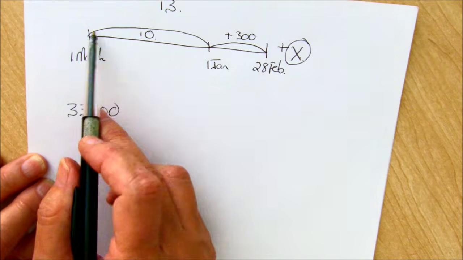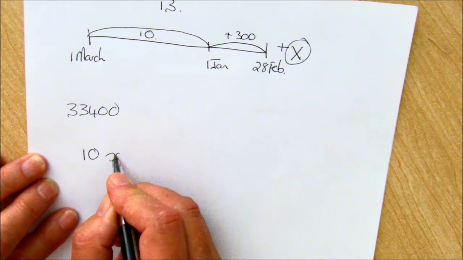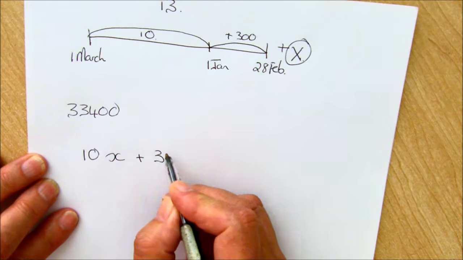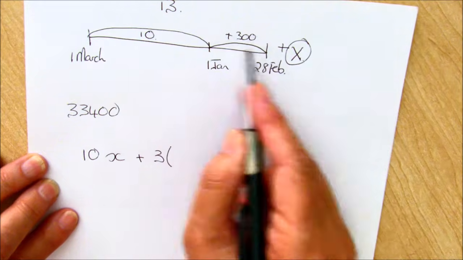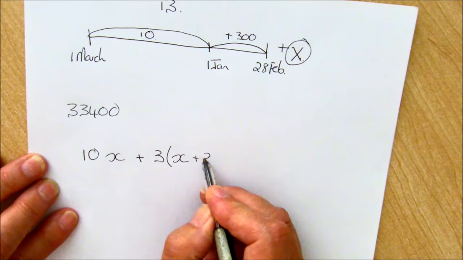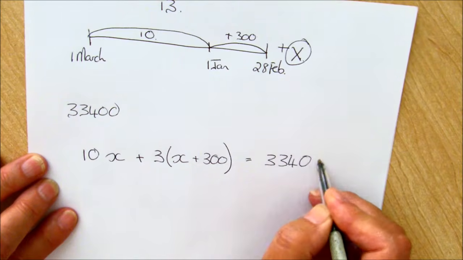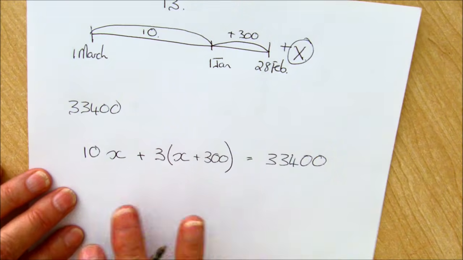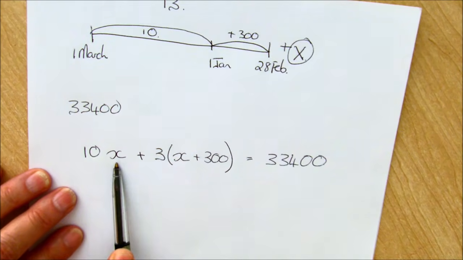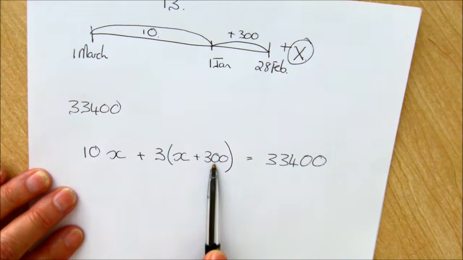So what we do know is that for 10 months, the rent was something. So it was 10x. Then there were 3 months, the 2 months for this year plus the extra one, where it was still x, but it increased by 300 Rand. And we have a total of 33,400. So the first step, and that's probably the most difficult, is to make up the equation. So 10 months was at x, because we don't know what it was, the x standing for the unknown. For 3 months, it was still the x, but it went up by 300.